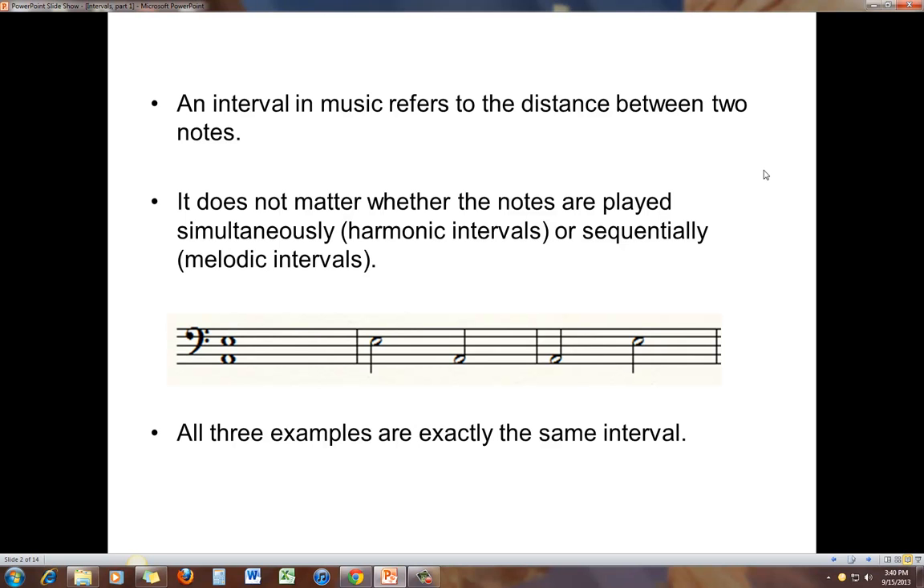An interval in music refers to the distance between 2 notes. It does not matter whether the notes are played simultaneously, as harmonic intervals in this example, or sequentially, as melodic intervals in these 2 examples. In addition, it doesn't matter whether the upper note or the lower note comes first in melodic intervals. All 3 of these examples are exactly the same interval.